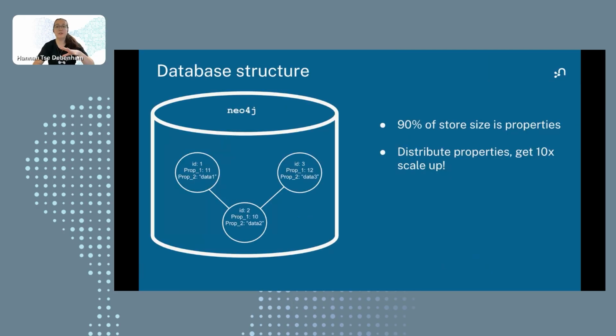When we looked carefully at the sort of data that Neo4j is used for, we found that about 90% of the store size comes from properties stored on the nodes and relationships. And in fact, only 10% was the innate graph structure, which is to say how the relationships connect different nodes to each other. So if we could move where the properties are stored, that would allow, on average, a 10 times scaling of the core graph.